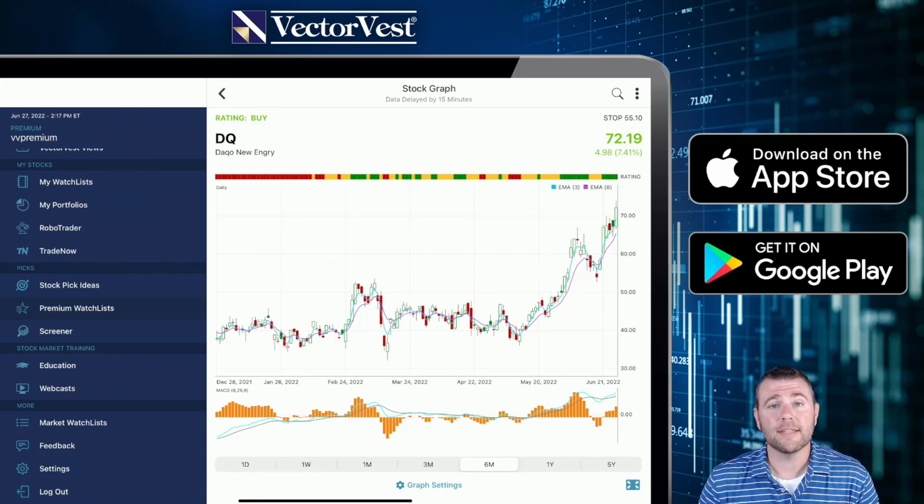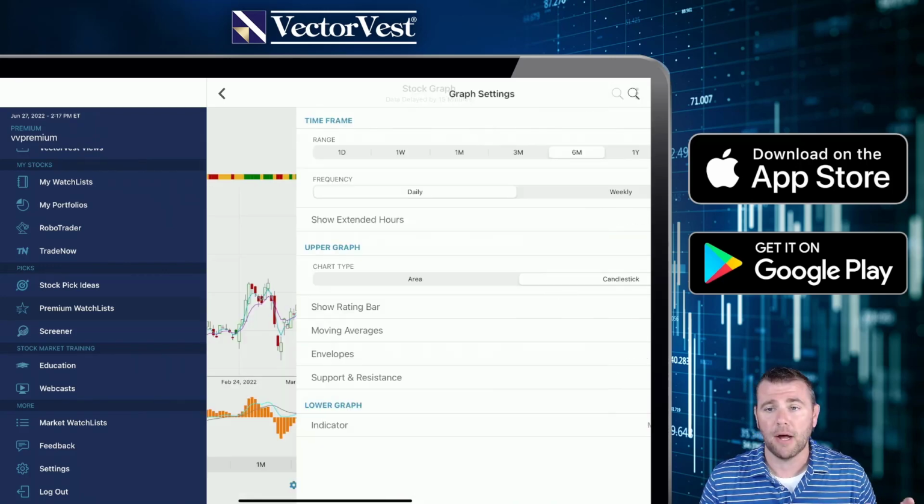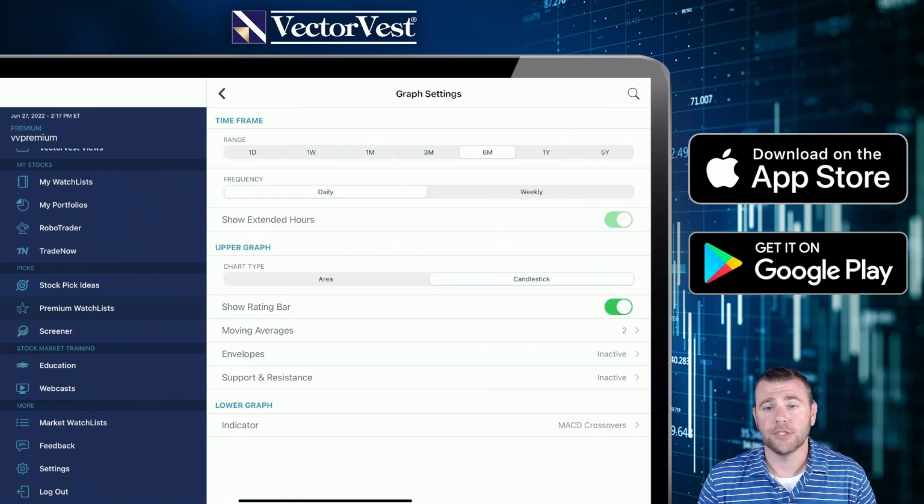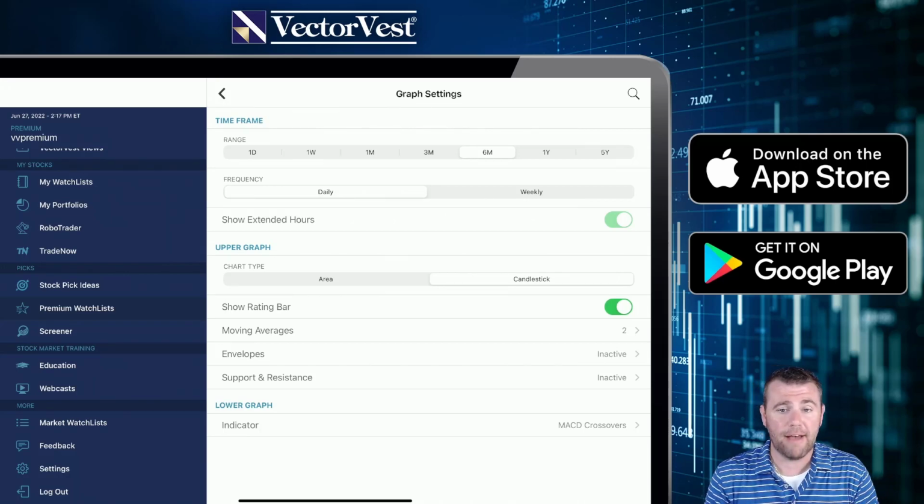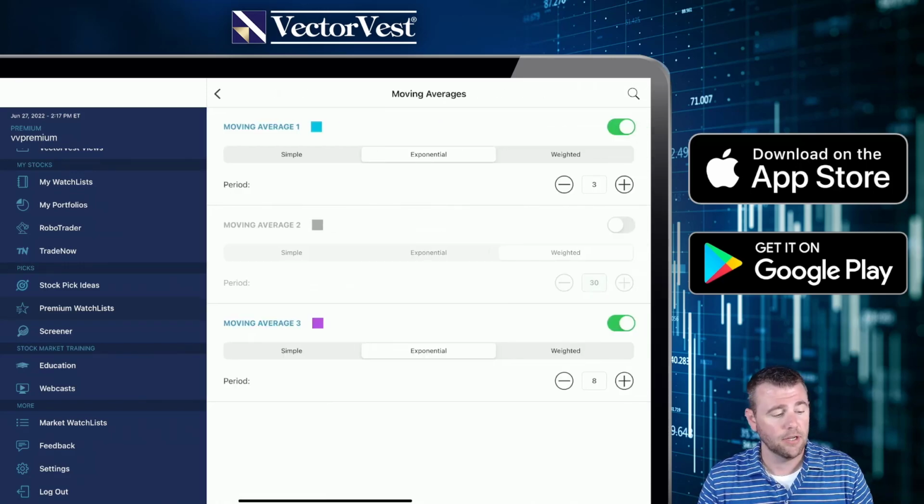So if you want to customize it to fit your specific needs, just simply tap on the graph settings at the very bottom. And you can change whether you want to look at daily or weekly candles. You can add on extended hours. You can change it from candlesticks to an area graph, add moving averages by simply going to the moving averages section, selecting simple, exponential, weighted, changing the number. If you want to turn one on or turn one off, just simply tap on that little on-off switch, if you want to call it that, right there.